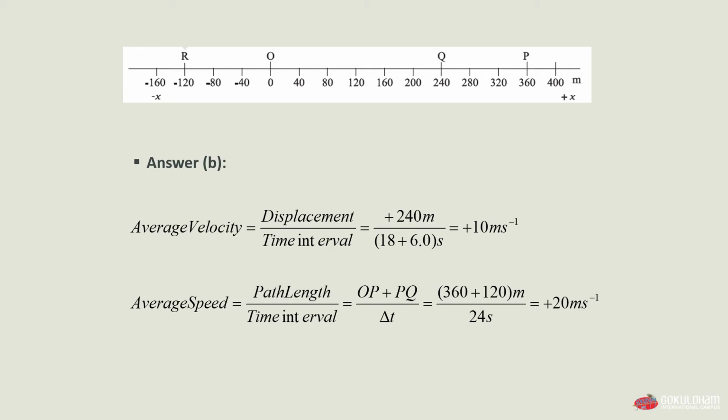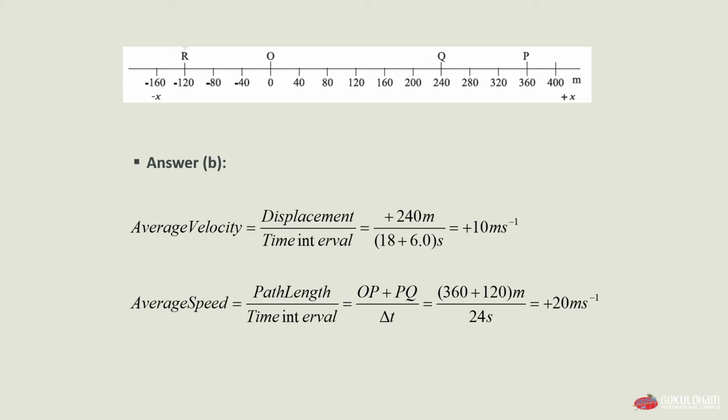Now we will calculate average speed for this case, where the path length will be from O to P plus P to Q, and the time interval will be the same as for average velocity, which is 24 seconds. So the path length will be 360 plus 120, and that will be divided by 24 seconds, and the answer that we get for our average speed is 20 meter per second. So in case B, our average velocity is equal to 10 meter per second and average speed is equal to 20 meter per second, and both are different in this case.